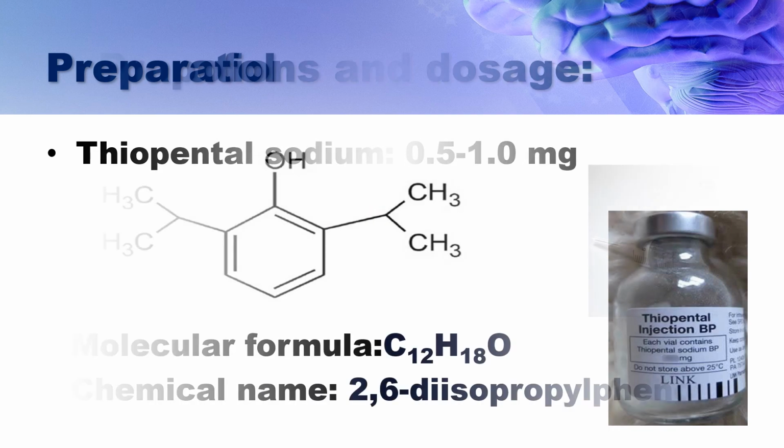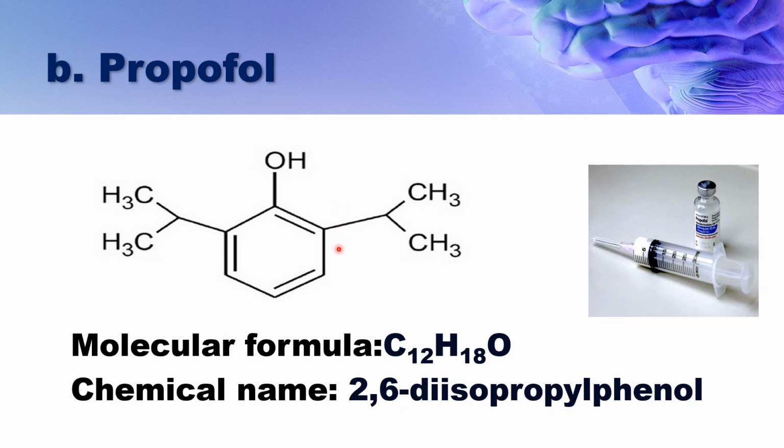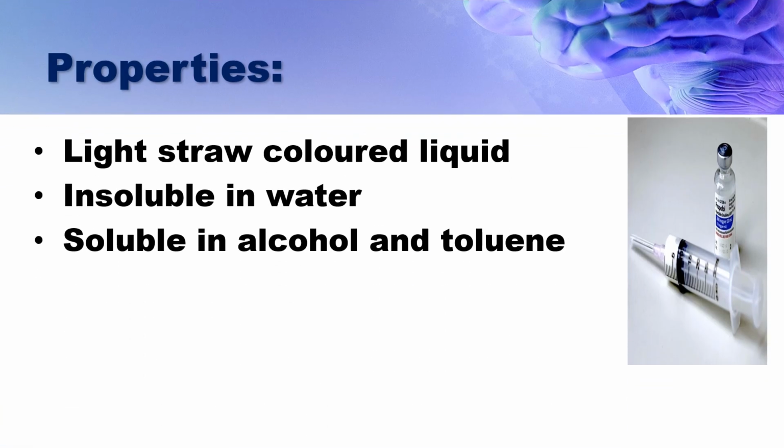Propofol. Here is the structure of propofol. The molecular formula is C12H18O. Chemical name is 2,6-diisopropyl phenol. Properties: it is a light straw colored liquid. It is insoluble in water. It is soluble in alcohol and toluene.